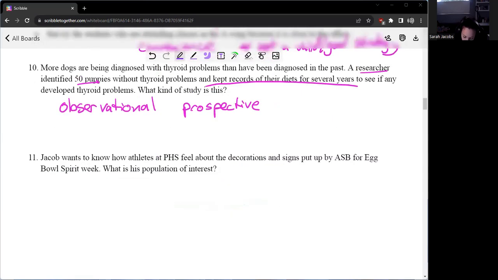All right. Number 11, Jacob wants to know how athletes at PHS feel about the decorations and signs put up by ASB for Egg Bowl Spirit Week. What is his population of interest? Okay. He wants to know how athletes at PHS feel. So his population of interest is athletes at PHS. So if Jacob does a sample, he's going to want to take a sample of athletes at PHS. Cool.